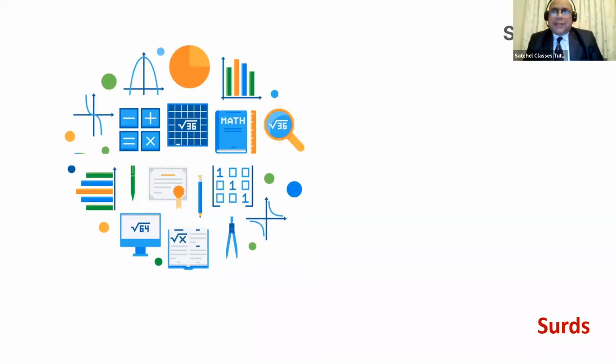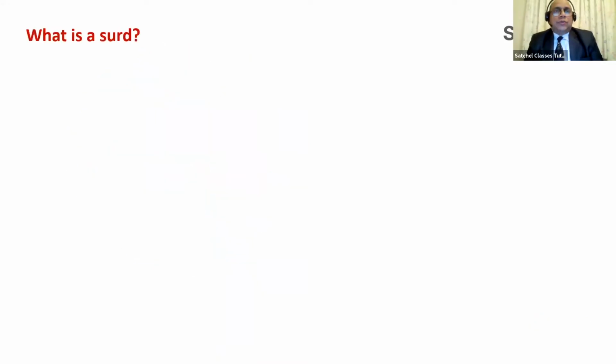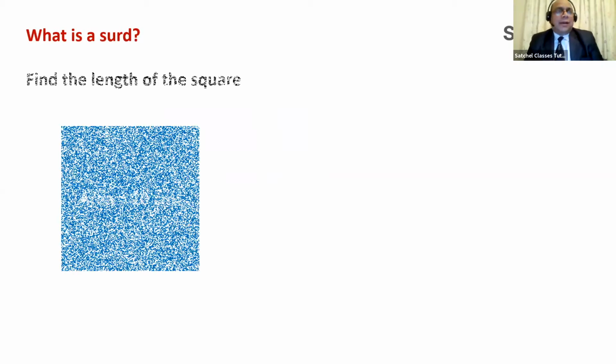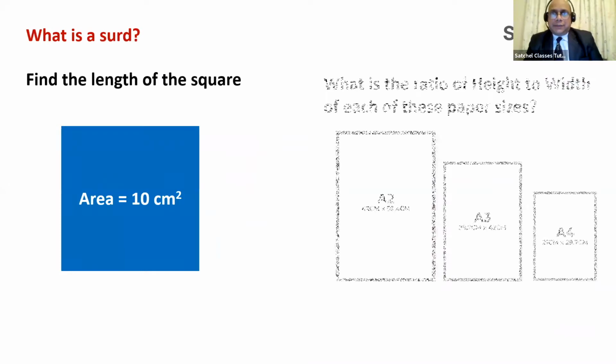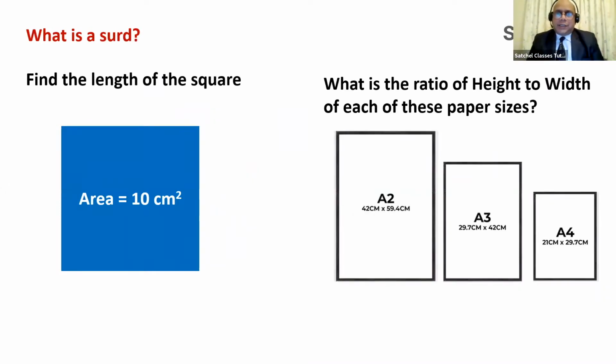What do we understand by this term SURD? To figure that out, let's take some real life examples. Can you find the length of this square, the area of which is 10 centimeters squared? Or for that matter, in this case, these are very standard paper sizes. For example, A4 is the paper size which you put into the printer, you get the printouts. A3 is the poster size.